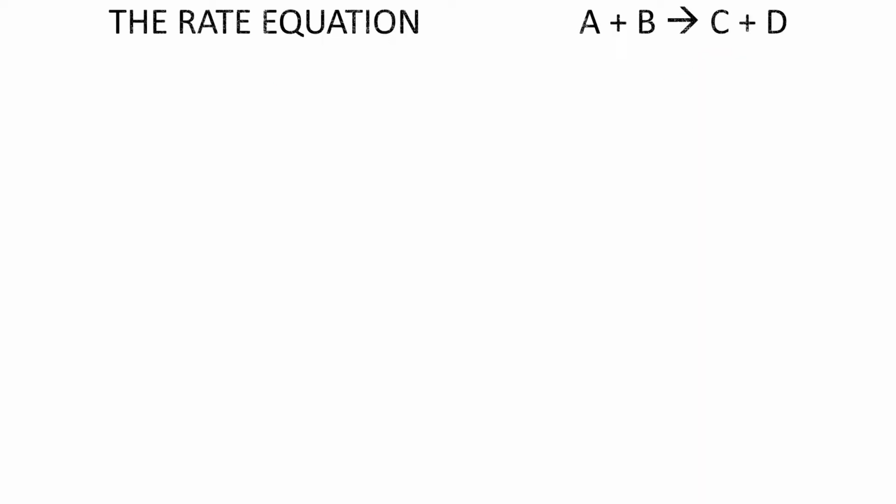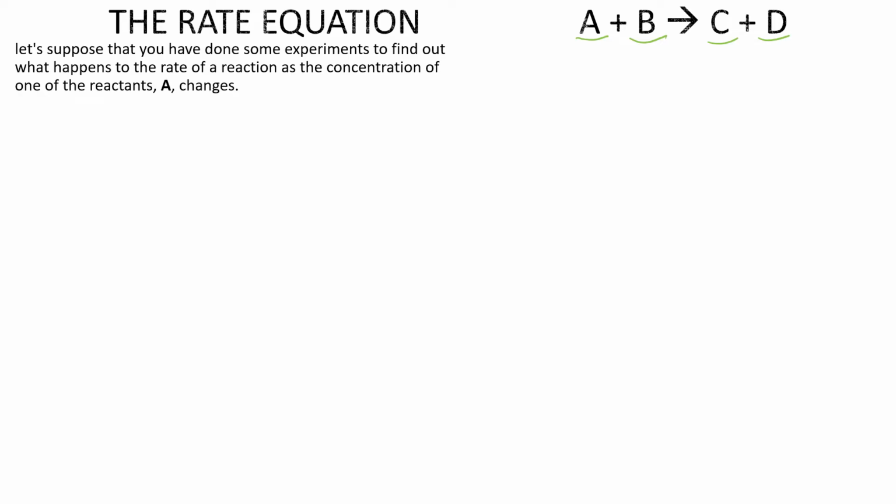Now let's start speaking about the rate equation for the reaction that we have here. A plus B gives C and D. Let's suppose that you have done different experiments to check how changing the concentration of A will affect the rate of the reaction. We have only three possible scenarios. These are the scenarios that we will study.